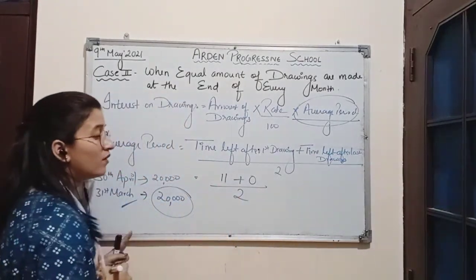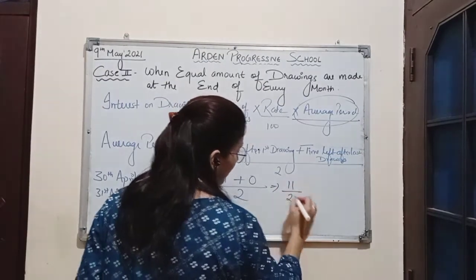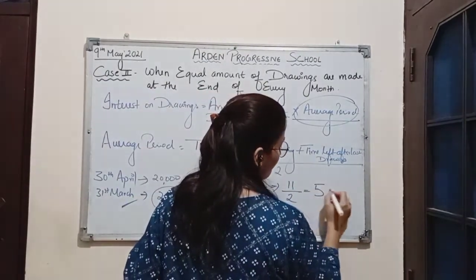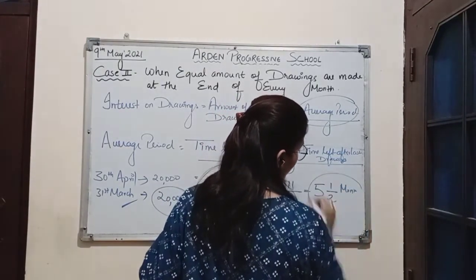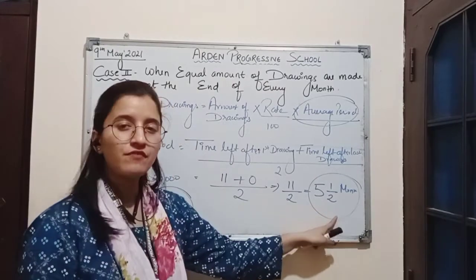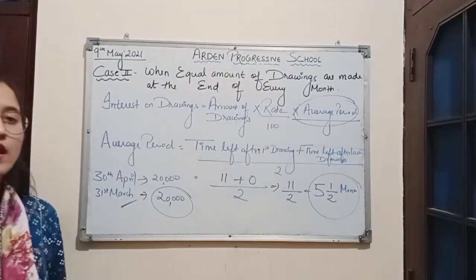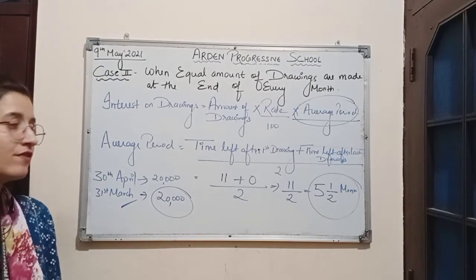So here 11 plus 0 divided by 2 will be 11 divided by 2, which can be written as 5 1 by 2 months. So this is the average period which we will consider in the second case, where equal amount is withdrawn at the end of every month.